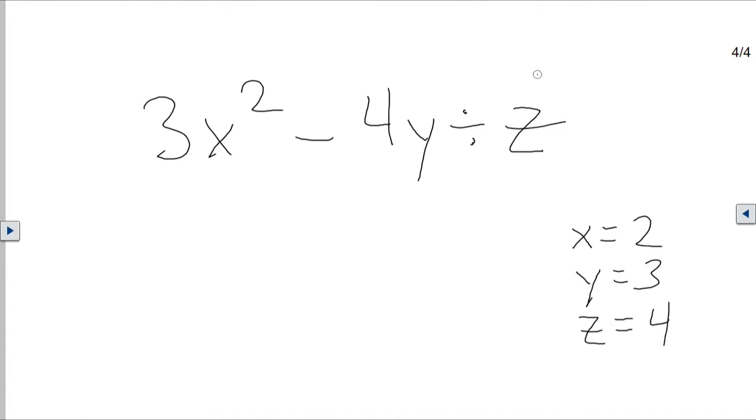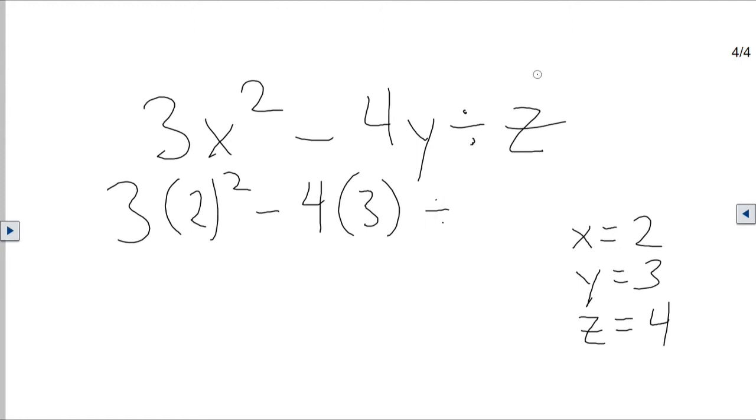All right, so again, step 1, let's simplify. So we've got 3 times x squared, so 3 times 2 squared, minus 4 times y, which is 3, divided by z, which is 4. So we substituted our numbers in there. We want to substitute them all in, and then again, we're following our order of operations to simplify that. Again, a common mistake: parentheses in this case mean multiplication. There's no operation within parentheses. It's just another way to show multiplication. So there's not really any parenthesis steps on this, so we move to exponents.